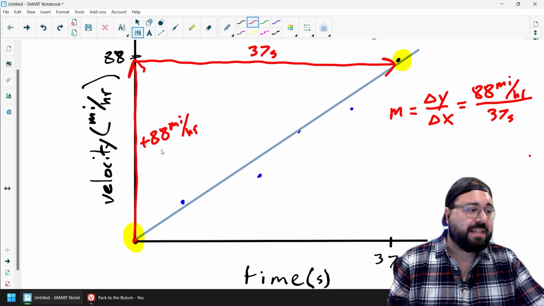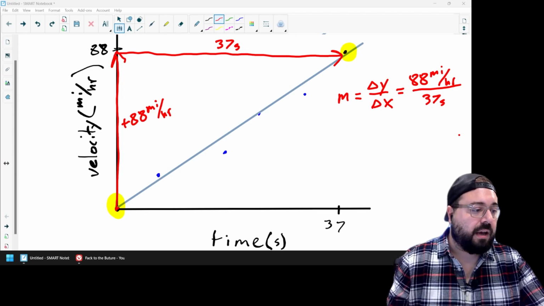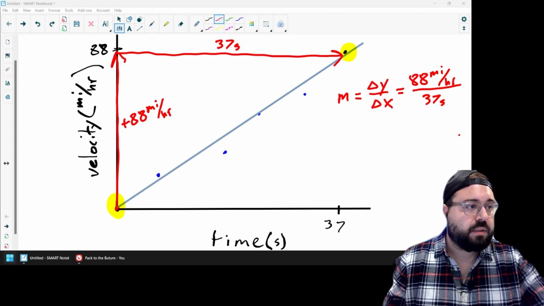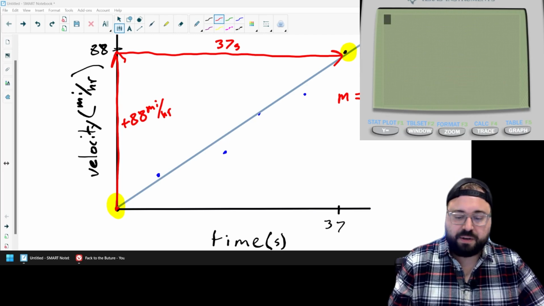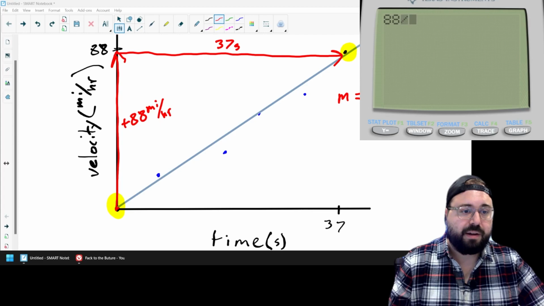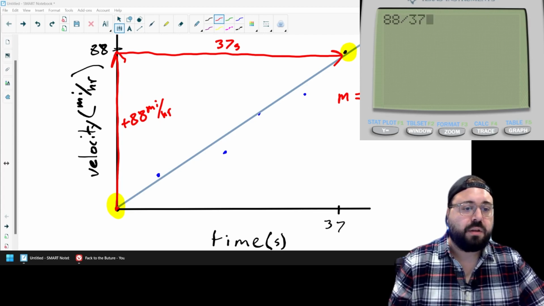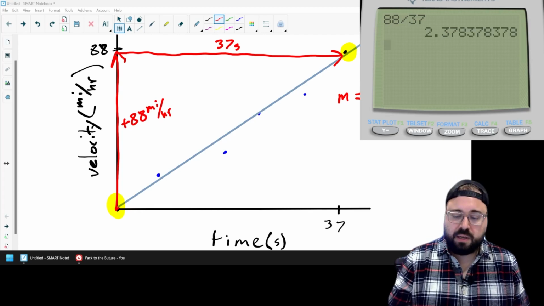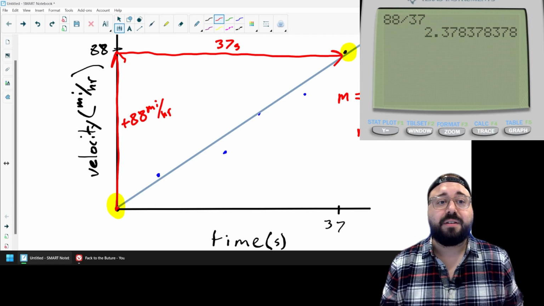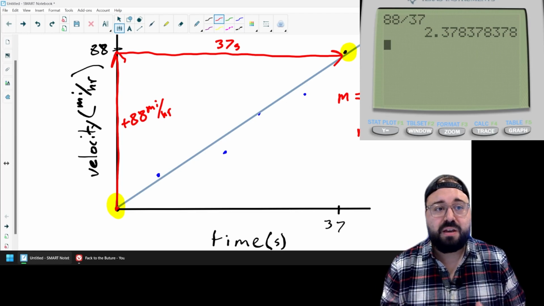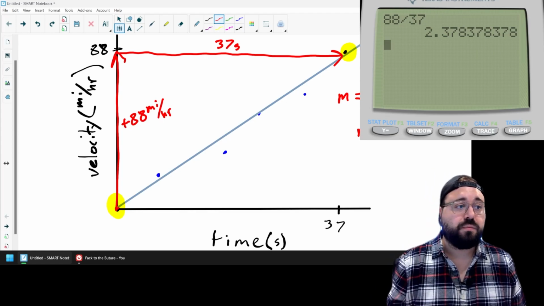So what does that come out to be? Well, let's get our calculator going here. Oh, there she is. All right, so I'm going to do 88 divided by 37. Hopefully having this kind of format out here helps you guys see what calculator inputs we're doing. So we end up with a slope of 2.38. Your slope might be a little different depending on your values, but it should be roughly within that range, okay?